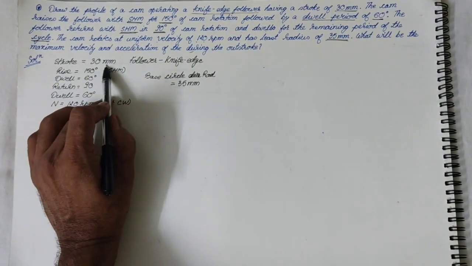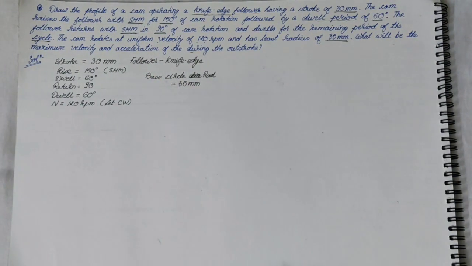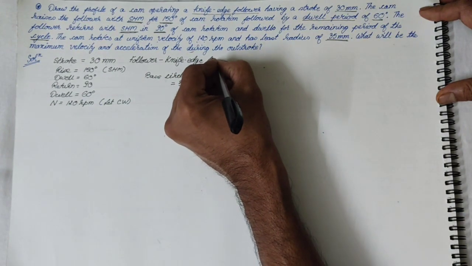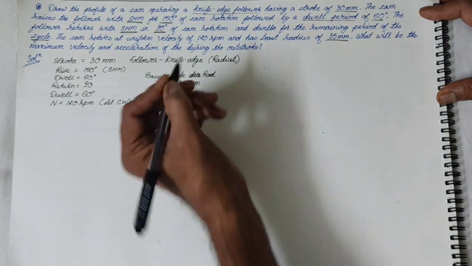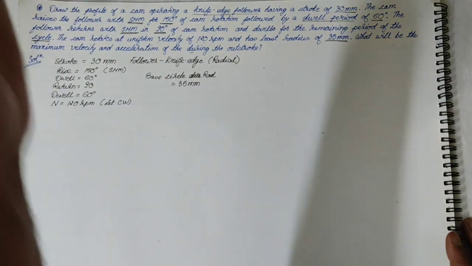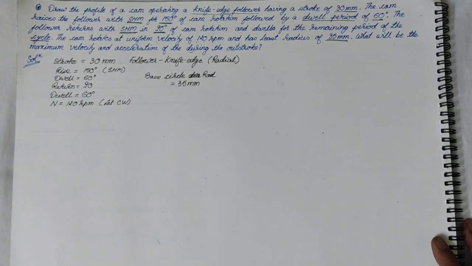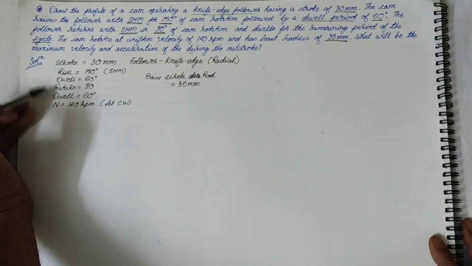So the stroke is given 30 millimeters. The type of the follower is knife edge follower. As well, when nothing is mentioned, we will also consider that to be as a radial follower. Now radial follower means what? That the line of the stroke and the center of rotation of the cam, they are lying on the same straight line.